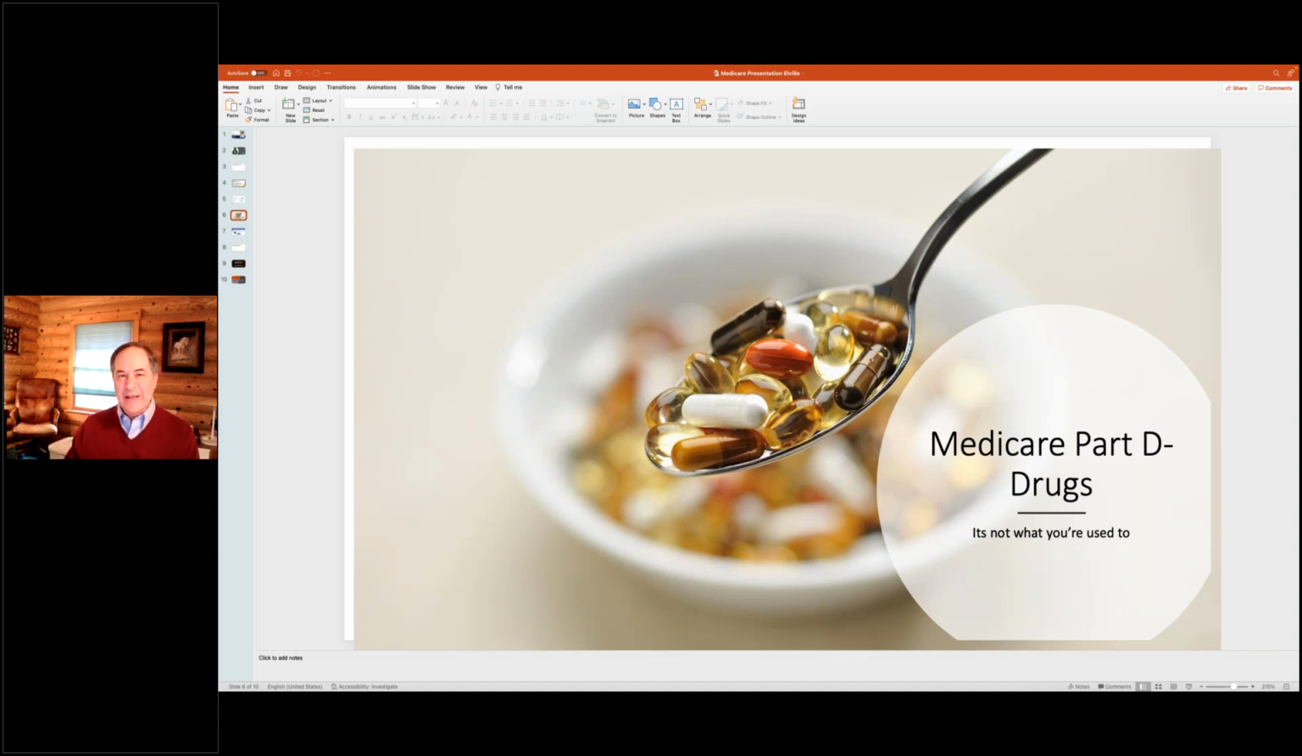Now, Part D is the medications that you're taking at home. So look at it this way. If you're getting medications administered in a doctor's office, let's say somebody has rheumatoid arthritis and they get infusions of Remicade in a doctor's office, that's covered by Part B because it is doctor administered. Medications they're taking at home are self-administered. And that's what we're talking about when we talk about Medicare Part D, the drug program.